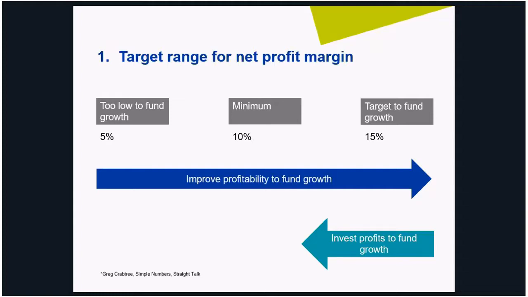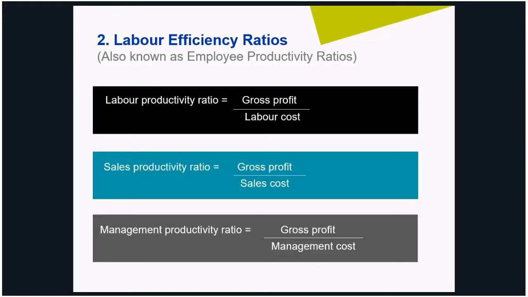The second one is your labor efficiency ratios. So what we're looking to do here is track the return that you are making on your employee costs. And so it's best to start this by calculating your labor efficiency ratio to determine how much gross profit you generate for every rand of employee cost. At its simplest form, it would be gross profit divided by your total employee cost, both salaries and wages.